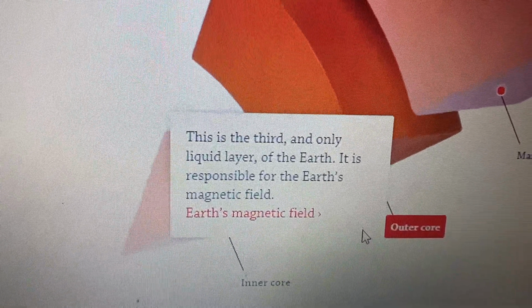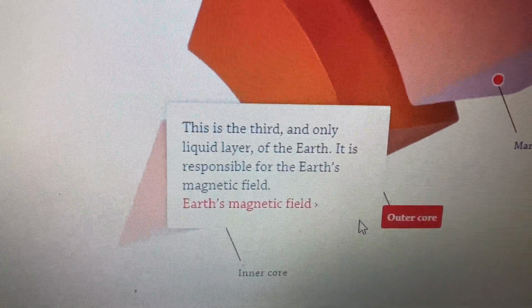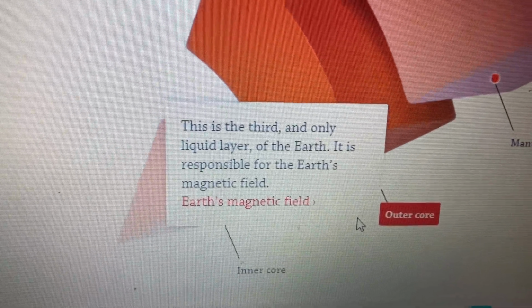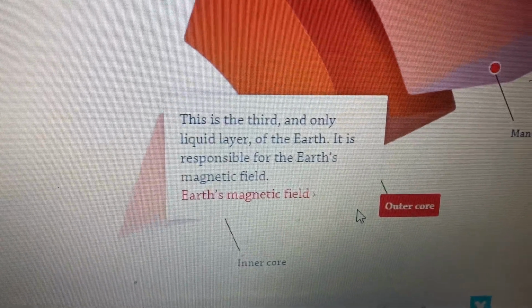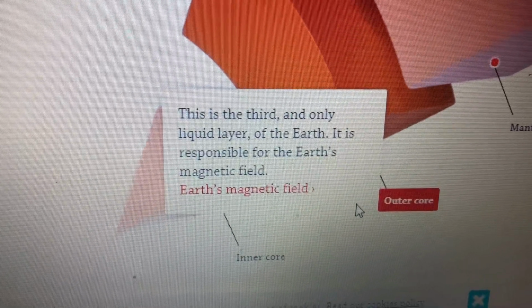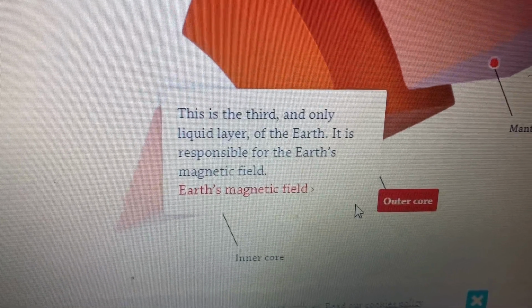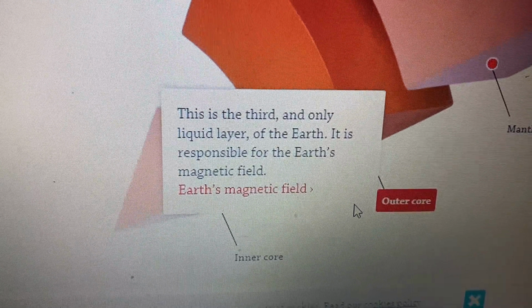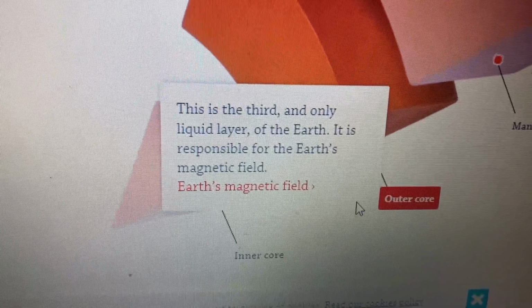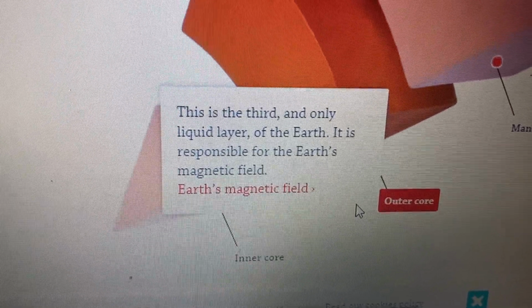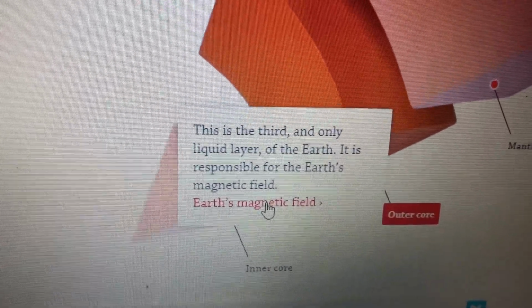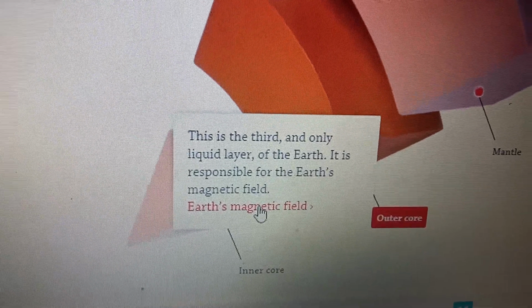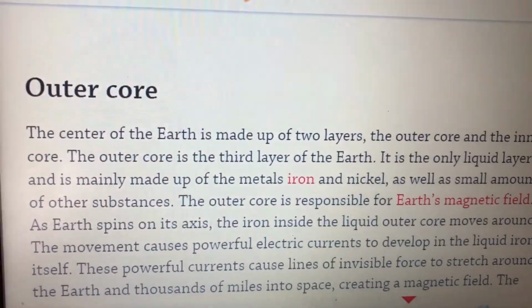It says, this is the third and only liquid layer of the Earth. Whoa, liquid? Why do you think it's liquid? What do you think the temperature is there if it's liquid? Well, let's see. It is responsible for the Earth's magnetic field. The Earth's magnetic field. And we're going to learn a little bit more about that in a moment. So let's read together, okay?